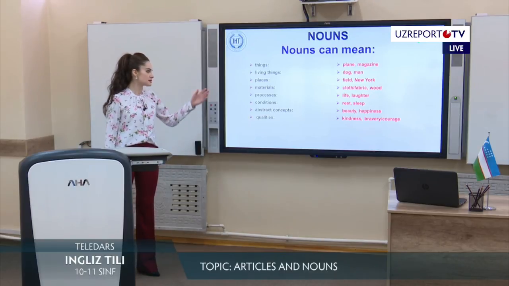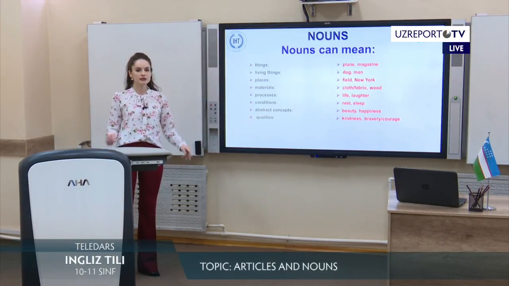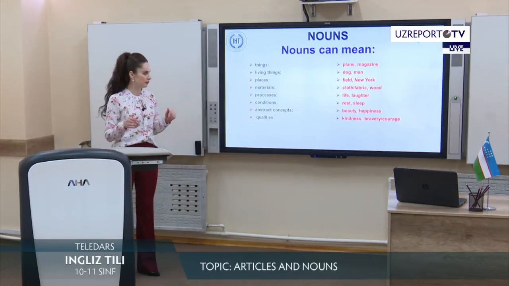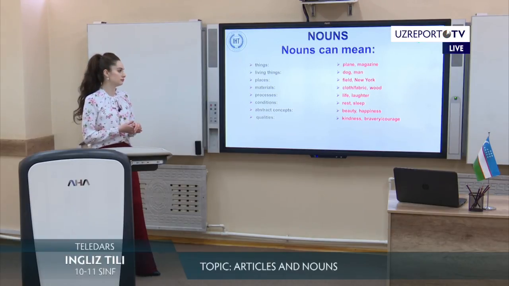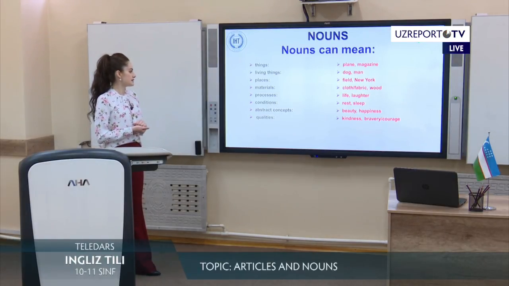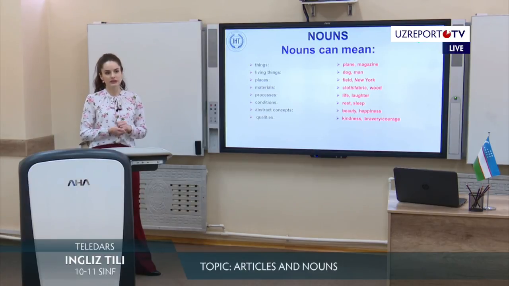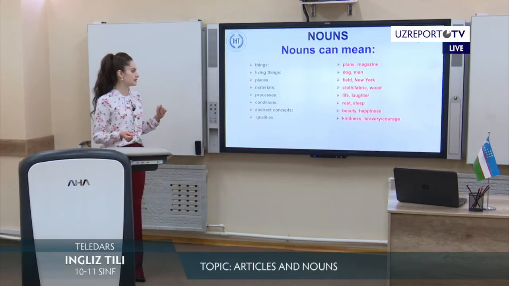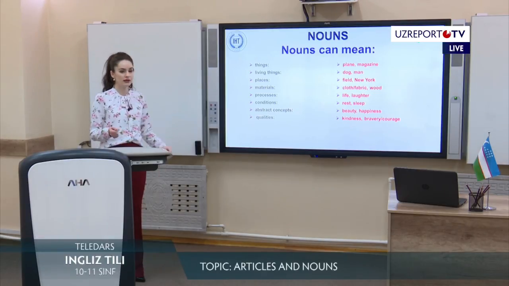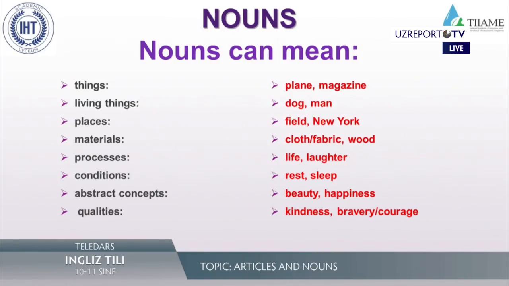Next, materials: clothes or fabric. Clothes and fabric are synonyms, by the way. Wood, also it may be rubber, metal, plastic. Well, processes: life, laughter, it's our actions that we may define. Next one is conditions: rest or sleep. Abstract concepts, we cannot see them, but we may feel, we may express. Well, and qualities: kindness and bravery and courage. Bravery and courage are synonyms, actually.